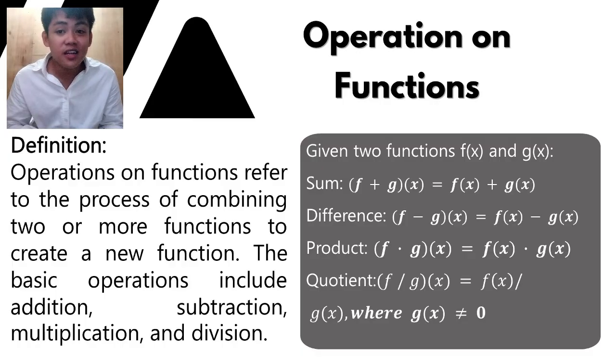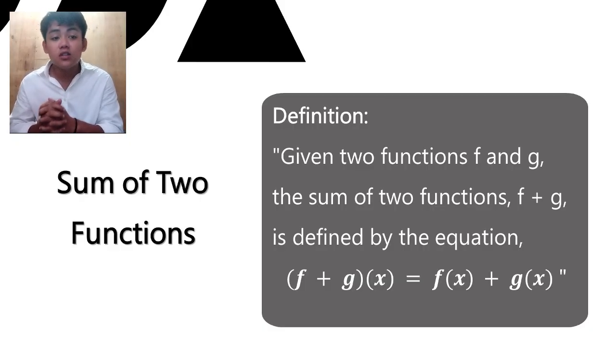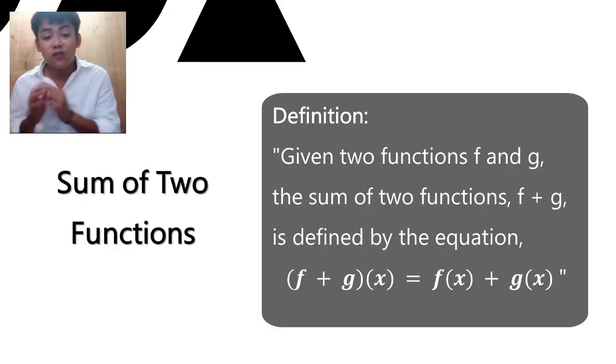Is our equation here clear class? Yes, sir. Okay, very good. So now let's start exploring each operation, first with the sum of two functions. Given the two functions, the sum f plus g is defined by the equation f plus g of x is equal to f of x plus g of x. For each operation, there is a different step-by-step procedure in combining the two functions.